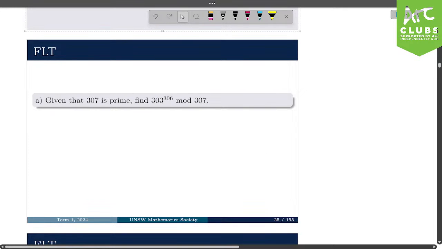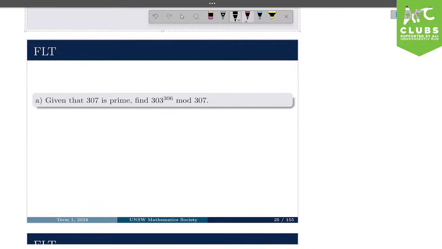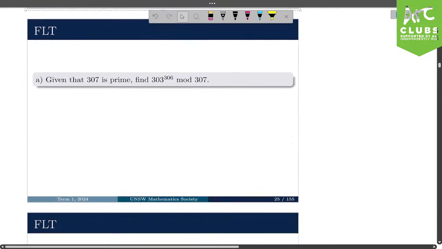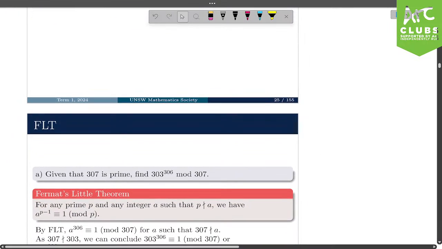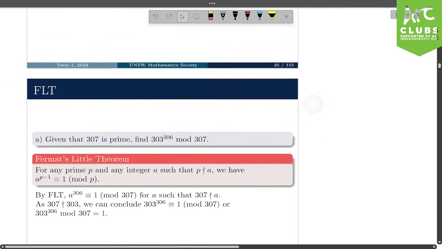Alright. So first things first, we'll go through FLT. So what does FLT stand for? FLT stands for, oh my god, yeah, it stands for Fermat's law theorem.